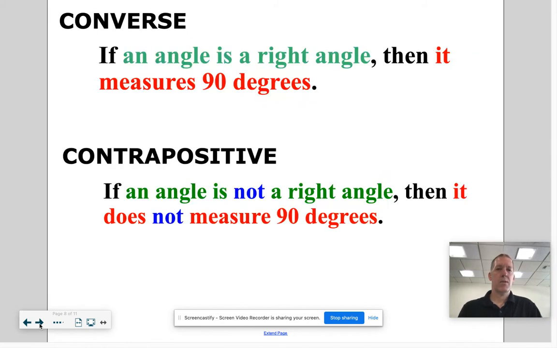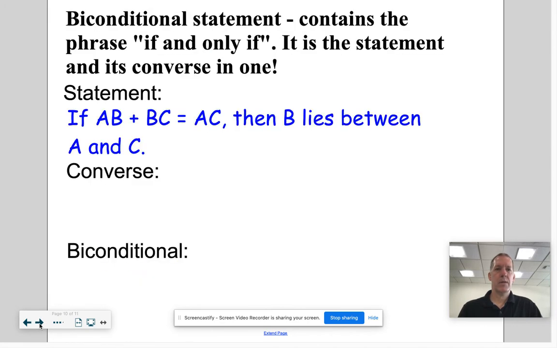Let me try to think. Do we have a good example here? I'm just trying to think of something where if I read it forwards, it's true, but the converse is false, right? So, how about if I drink poison, then I will die, right? If I drink poison, then I will die. Now, if I take the converse of that, if I die, then I drank poison.